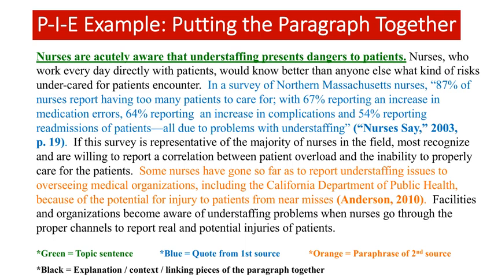In-text citation. If this survey is representative of the majority of nurses in the field, most recognize and are willing to report a correlation between patient overload and the inability to properly care for patients. Some nurses have gone so far as to report understaffing issues to overseeing medical organizations, such as the California Department of Public Health, because of the potential for injury to patients from near misses. Facilities and organizations become aware of understaffing problems when nurses go through the proper channels to report real and potential injuries of patients. And so because of the color coding, you can see what's happening here.